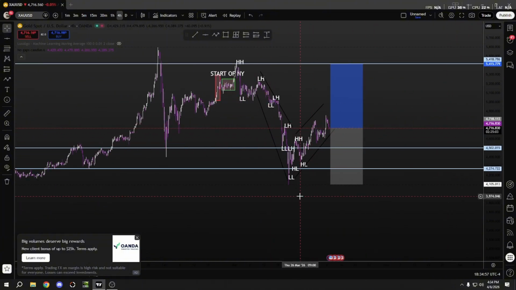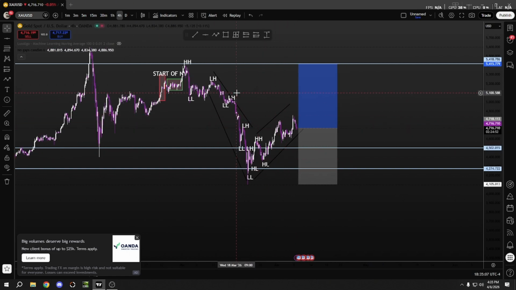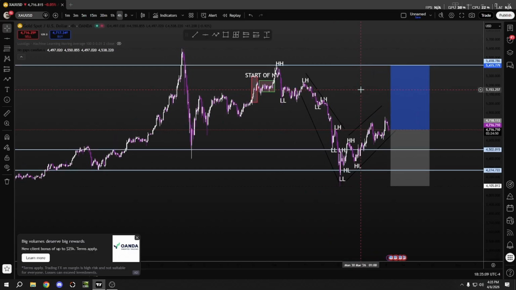So once it breaks a level, the market goes, oh, well, I need more money to do this or this. So it is going to reverse. You got it? Okay.